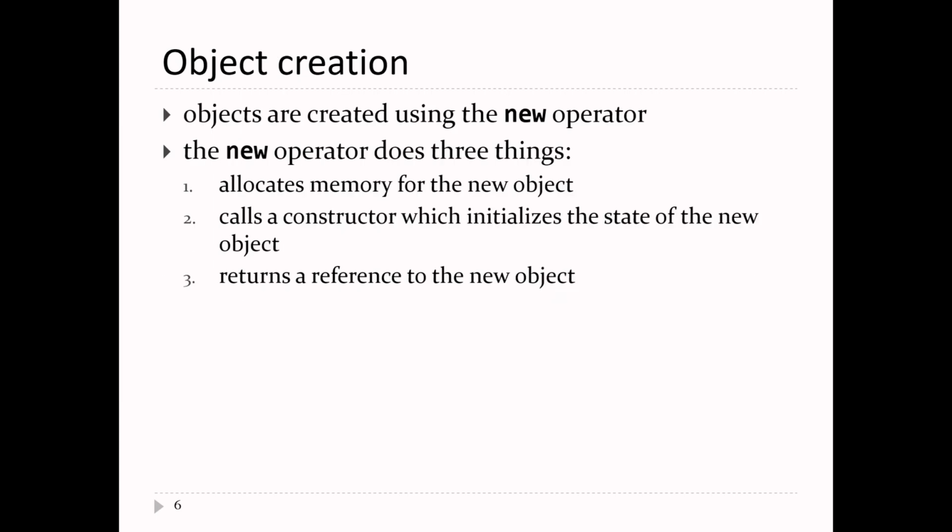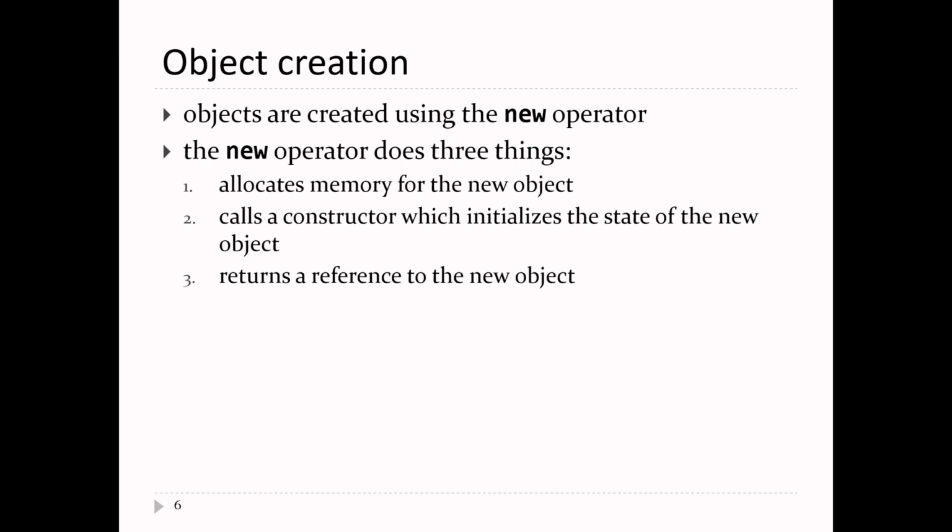Whenever you want to make a new object, you always use new. You might call a method that returns a new object, but inside that method, eventually there will be a call to new. So new is like malloc: it allocates memory for an object.